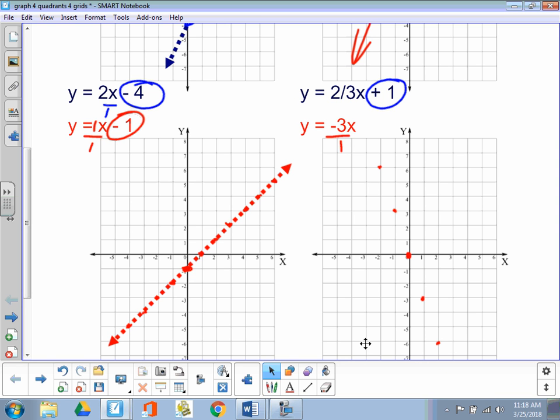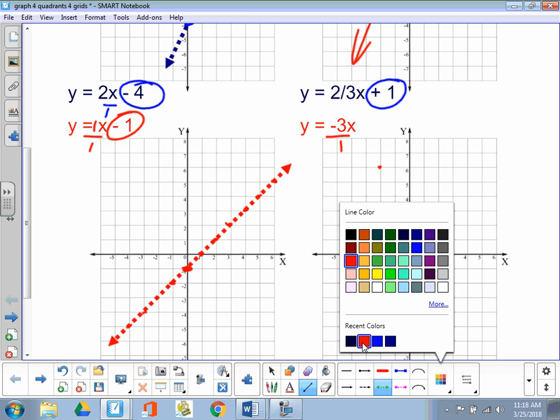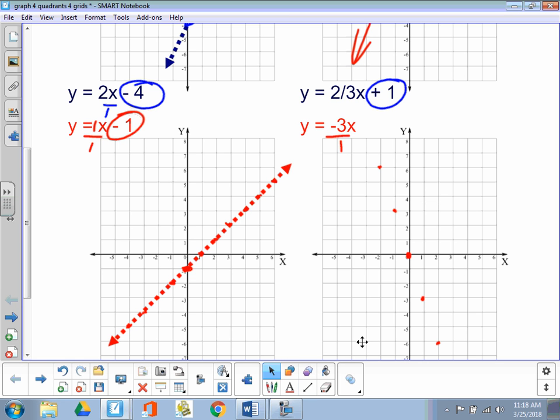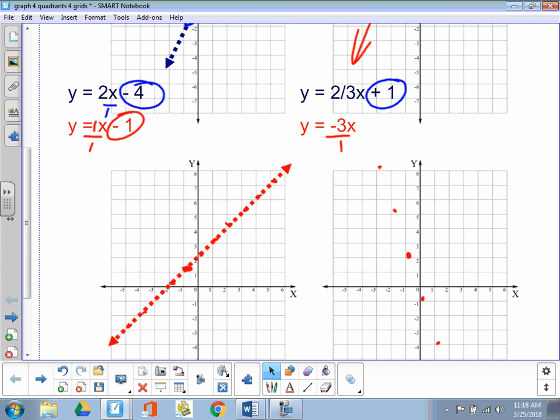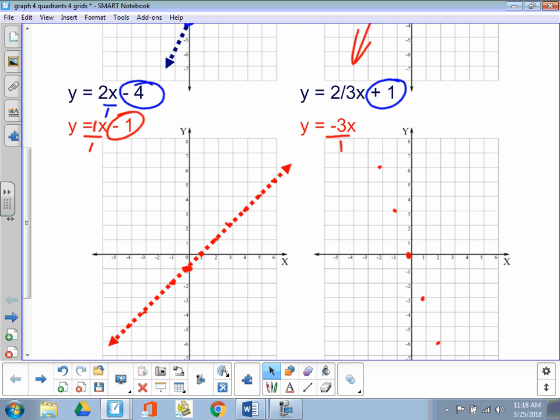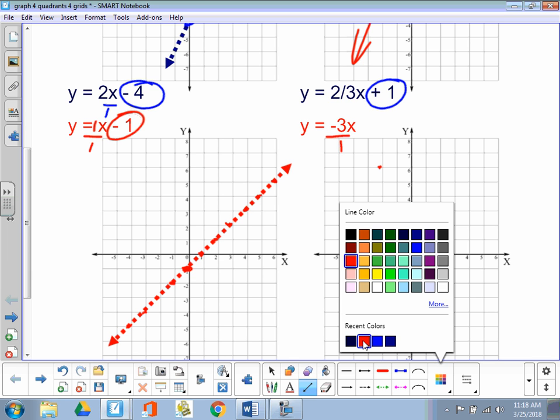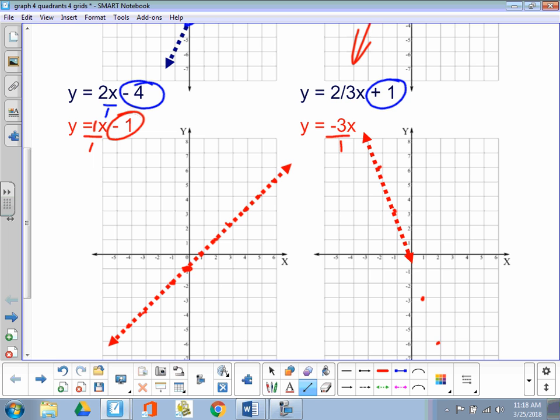And when I get those points, I connect them, and I have, let's try that line again. The solution right there.